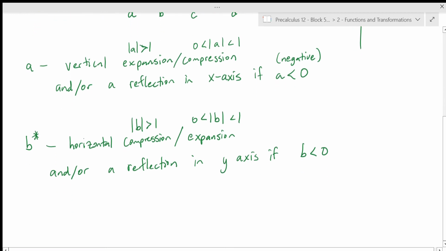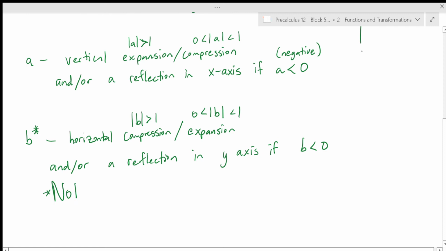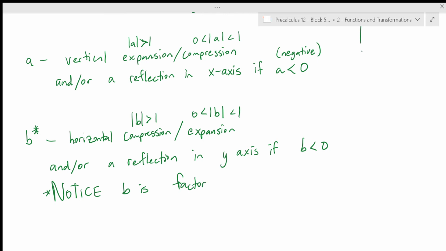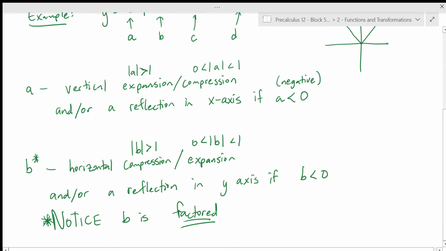Notice that B, and this is a big star, notice B is factored. Okay, so we can only really identify what our B is if we factor it out. It actually isn't going to prevent you from understanding what the B is, but it may help you to be able to then, if there's also a horizontal translation, identify the correct horizontal translation that you need to do. The reason for this has to do with the order that these things happen in. So one of the good things, expansions and compressions generally tend to be people's least favorite transformation to do.